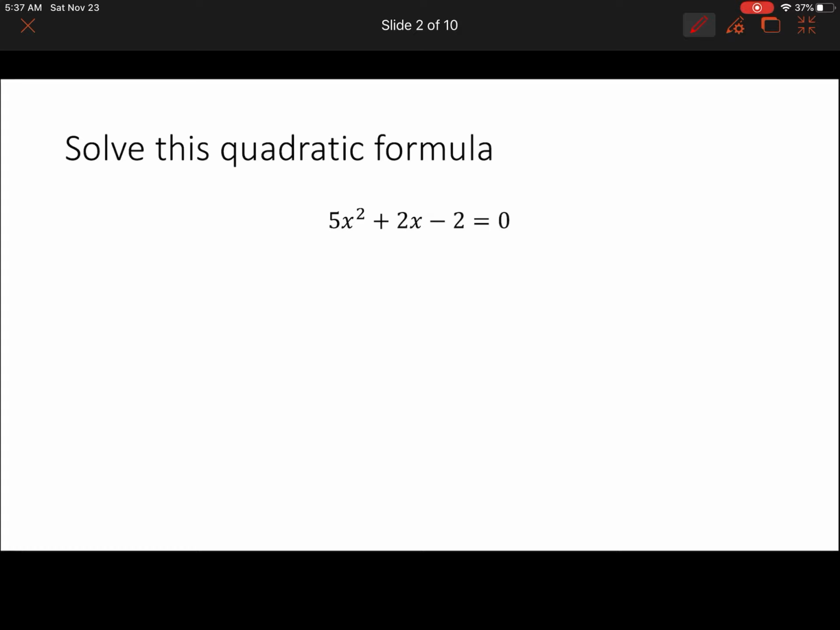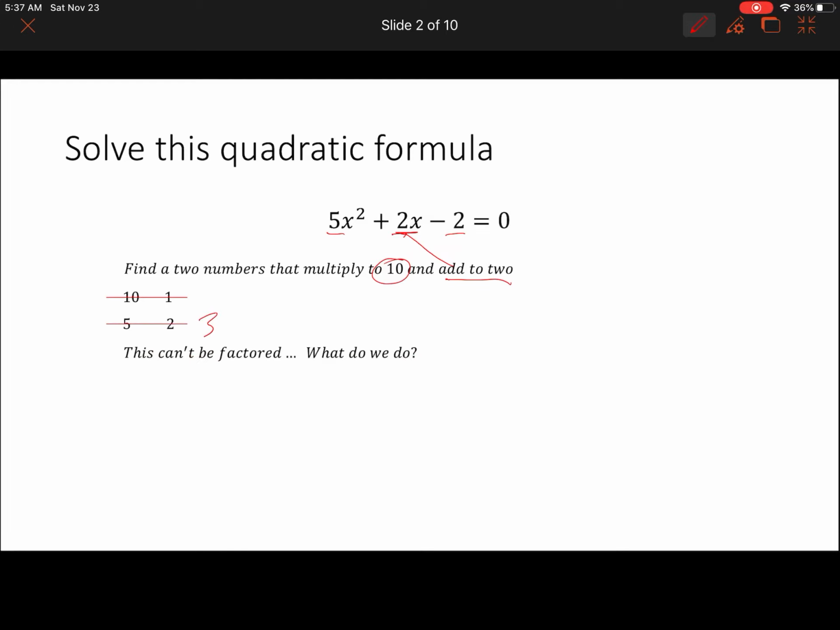Now, I'll start by asking you, why do we need the formula? Can we factor this? Find two numbers that multiply to a times c, that's where we got 10 from, and add to 2. Are there two integer numbers that multiply to 10 and add to 2? 10 and 1? I can't get 2 from there. 5 and 2? I can get 3 but not 2. So this cannot be factored. So what do we do? I don't know how to separate these two, right?